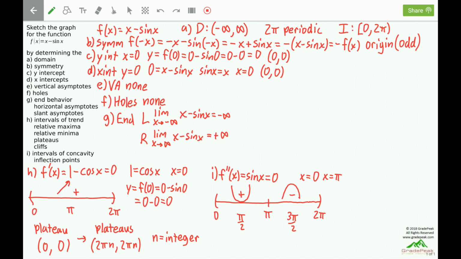Right at the candidate number of x equals 0, which is the left endpoint, because of the 2 pi periodic nature of sine x, this concave down interval will also exist over here to the left of it. We have the concavity changing from concave down to concave up. So x equals 0 will be an inflection point.